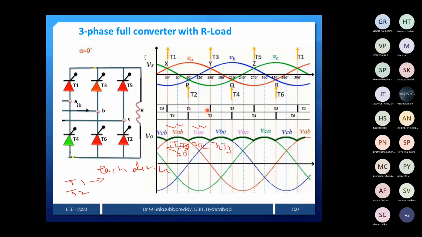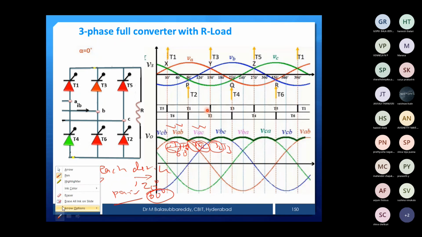Now my question is, each device, T1, how many degrees is it conducting, T2 how many degrees? That means here T1 is there, here T1 is there, and similarly T2 is here and T2 is there. That means each device is going to conduct 2 times, totally 120 degrees each device is going to conduct, but a pair of devices is going to conduct only 60 degrees. Each pulse duration is 60 degrees, but each device will conduct 120 degrees.